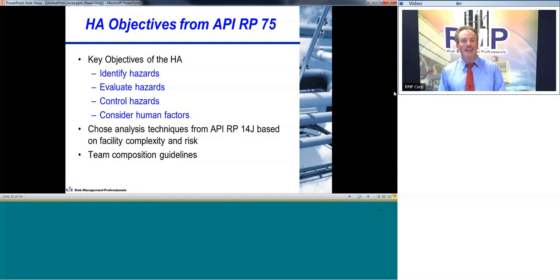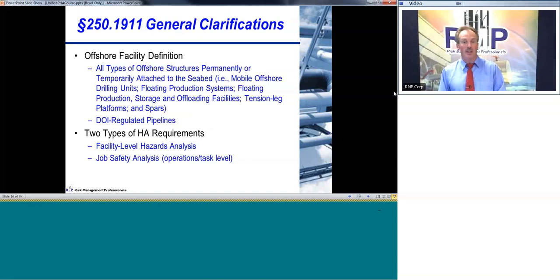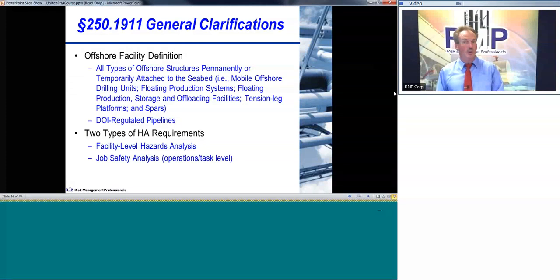When you look at the SEMS section, Part 250, section 1911, the things that they looked at is they wanted to have all types of offshore structures that were permanently or temporarily attached to the seabed included, and also Department of Interior regulated pipelines. The key types of hazards analysis requirements that they wanted to put forth are facility level hazards analysis, and there are a variety of techniques identified for that, and also job safety analysis. I'll be focusing on the facility level hazards analysis, and Matthias will be focusing on the job safety analysis.